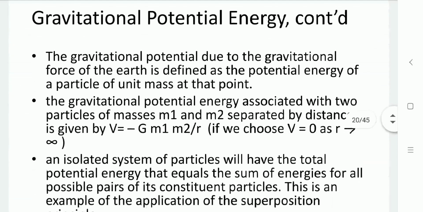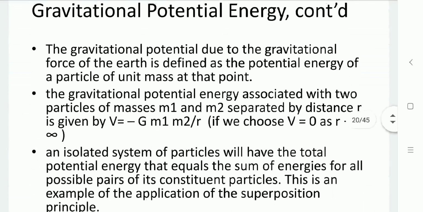So here the gravitational potential due to the gravitational force of the Earth is given as the potential energy of a particle of unit mass at that point. And the gravitational potential energy associated with two particles of masses m1 and m2 separated by distance r is V equal to minus G m1 m2 by r. If r is infinity, the potential energy V equals 0.